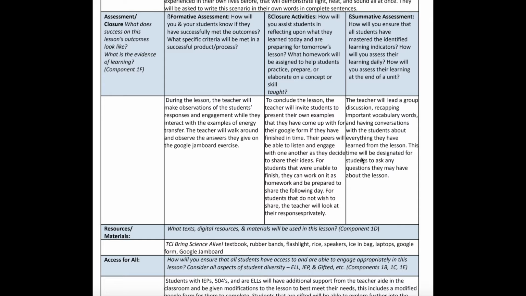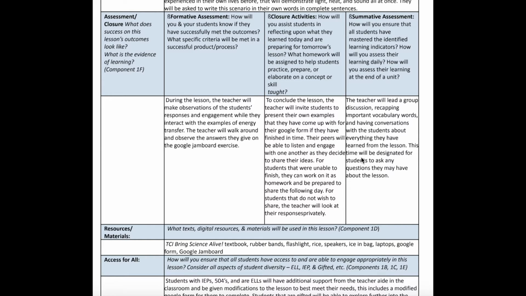For the assessment and closure, the teacher will make observations of the students' responses and engagement while they interact with the examples of energy transfer. This is when the teacher will walk around and just watch what their answers are, such as on the Google Jamboard. After completing the Google form, the teacher will invite students to present their own examples and discuss their answers. For students that were unable to finish, they can work on it as homework and then be prepared to share the following day. And for those that don't want to share, the teacher will be able to look at their responses privately.